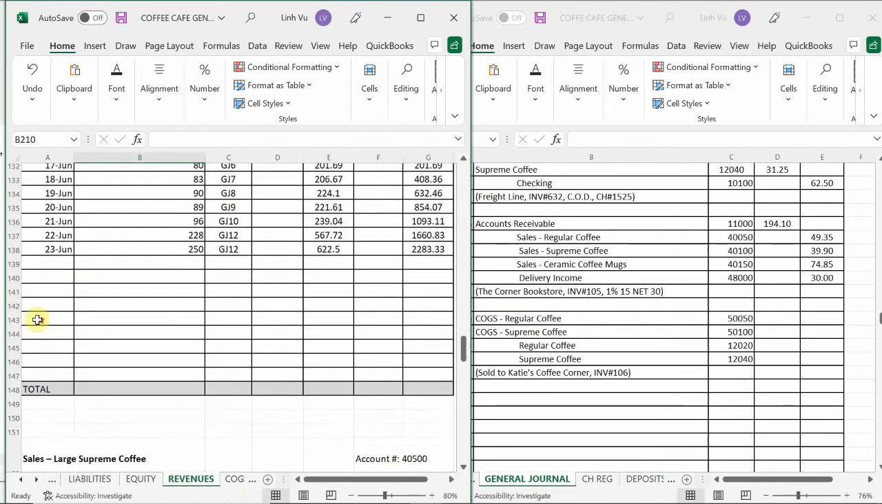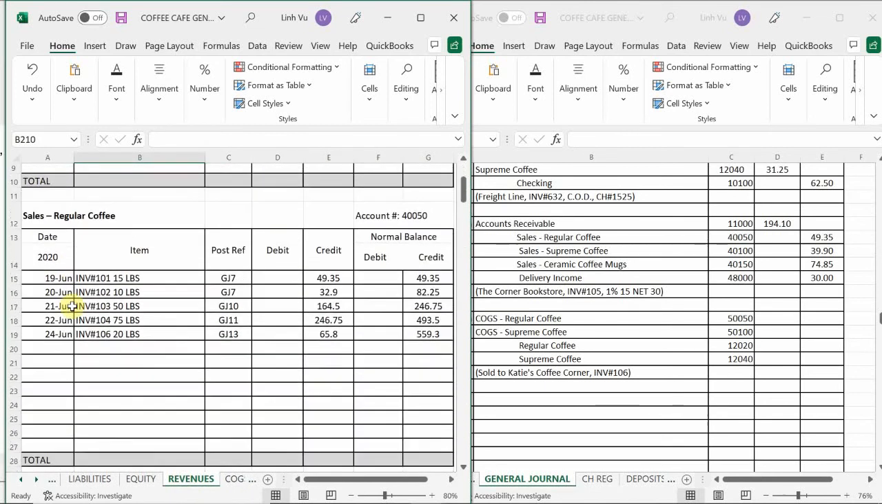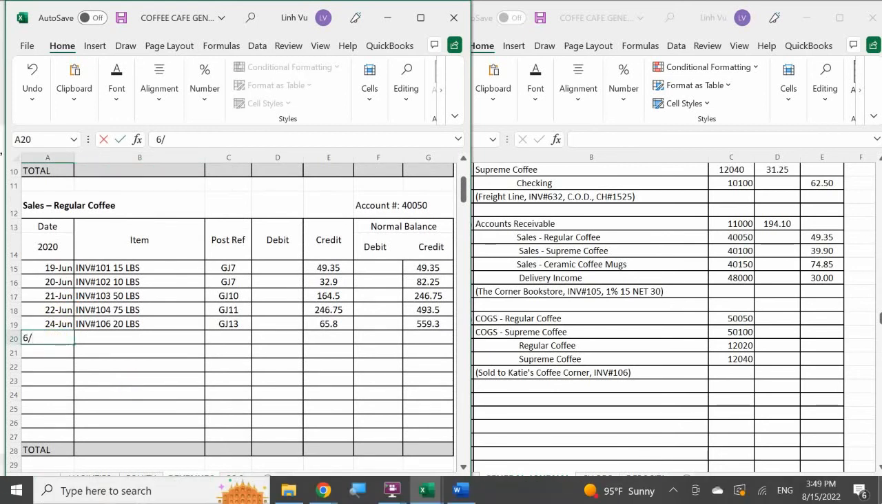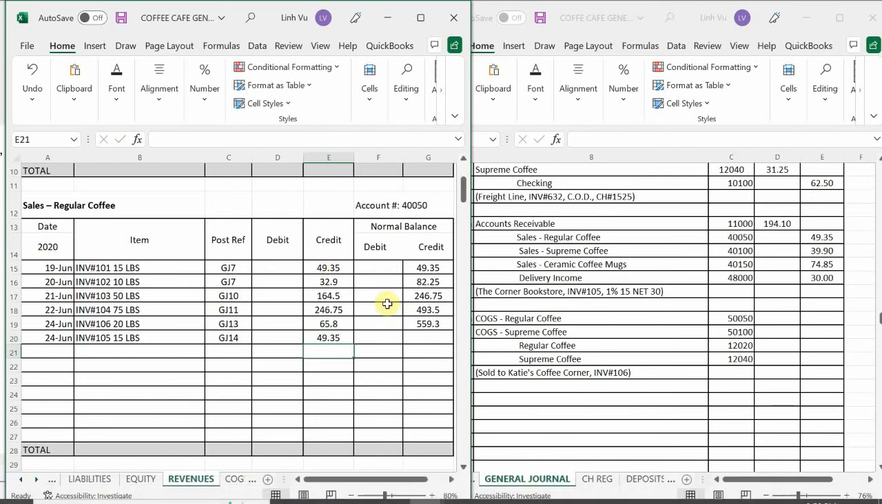And then we go to the revenue, and then sales, figure out coffee. We sold 15 pounds. Oh, yeah, invoice 105. And page 14 for the amount of 49.35. And the grand total is $608.65.